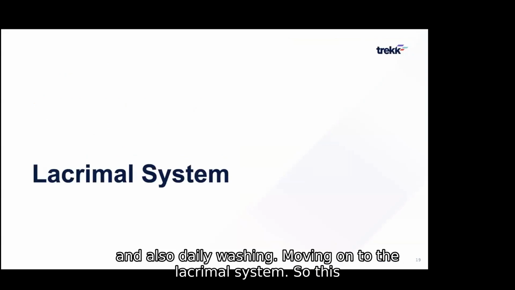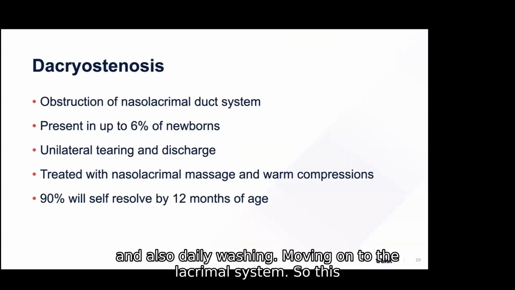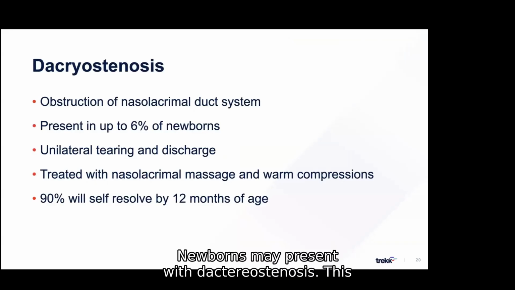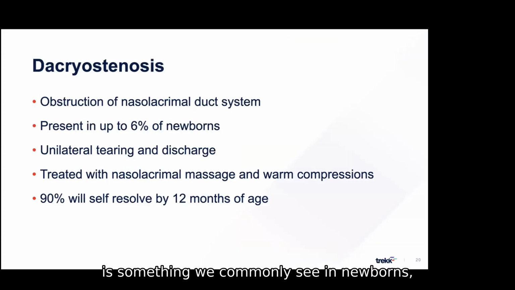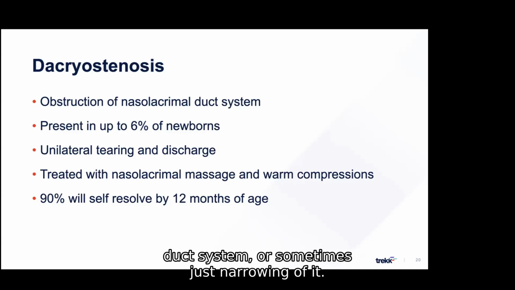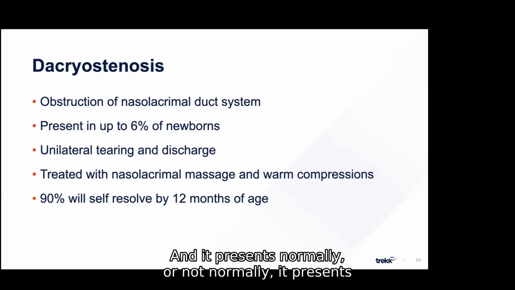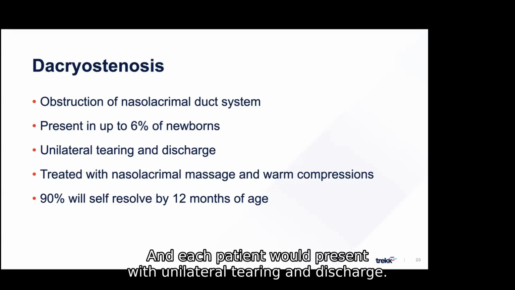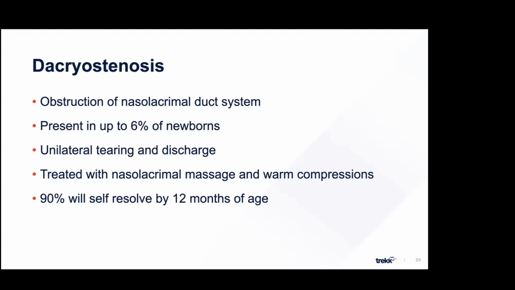All right, moving on to the lacrimal system. This is more for the newborns, neonates. Newborns may present with dacryostenosis. This is something we commonly see in newborns, and it's basically obstruction of the nasolacrimal duct system, or sometimes just narrowing of it. It presents in 6% of newborns, so it's not completely unheard of. A patient would present with unilateral tearing and discharge.